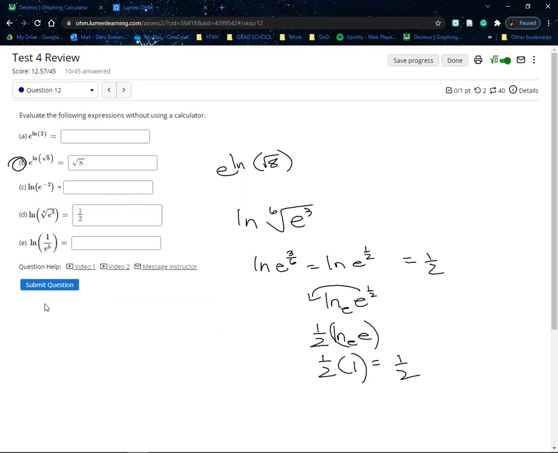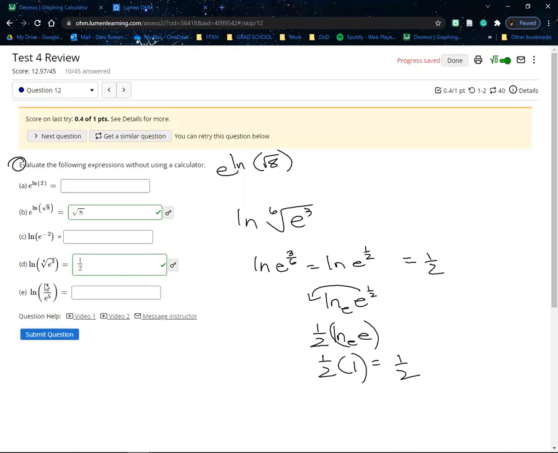Okay, and then submit. There you go. Okay. And again, this is all about remembering properties. Properties are really big when it comes to algorithms. You use them a lot. And it's interchangeable with the exponentials because they're inverses.